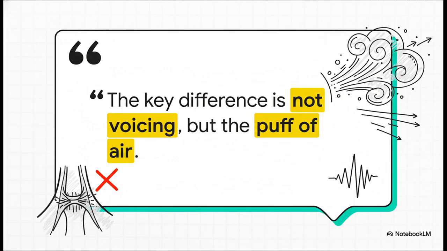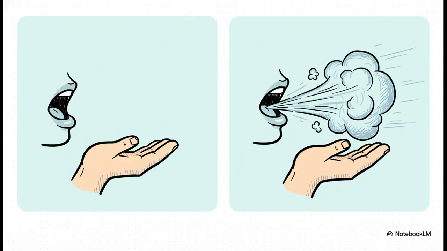And this isn't just about having a good accent. If you mix these up, you're saying a completely different word. For instance, baba means dad. But if you add that puff of air, papa, it can mean to be afraid. Think about that. A small puff of air changes the entire meaning. And the best part is you can physically feel this difference.